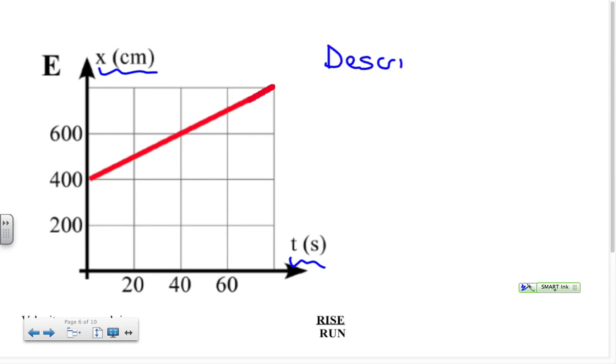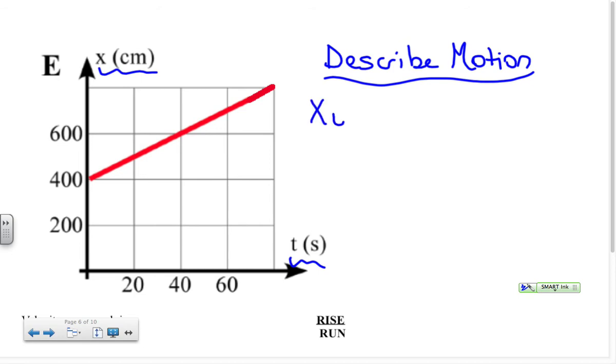So if we describe the motion of the object in words, we're simply using the yellow sheets that are at the front of the classroom and those 5 things. So our starting position, if we look at our graph, is going to be 400 centimeters, and I can tell that from the y-intercept.